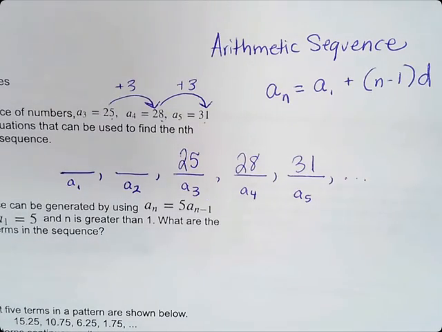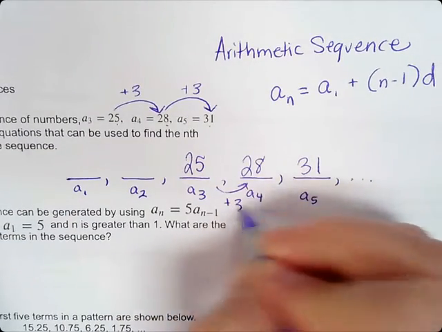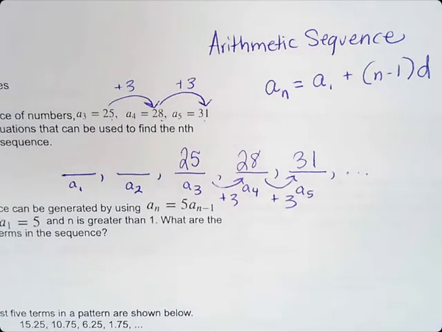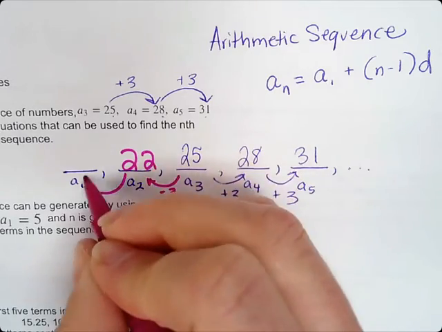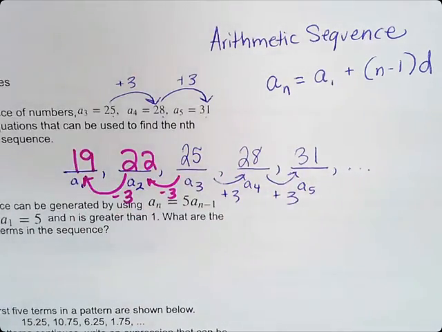You just subtract 3 from 25. Yep, we need to go backwards because these are all plus 3, plus 3. So we need to go backwards and subtract 3. So it's 22. Subtract 3 more to get to the first term. It's 19.